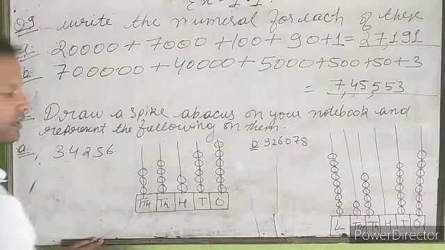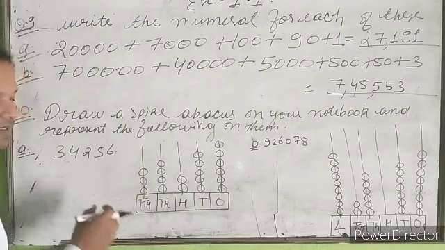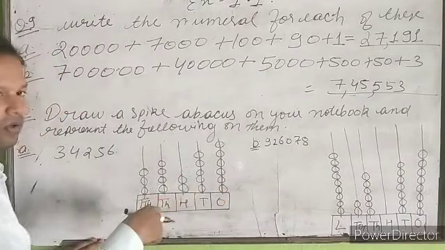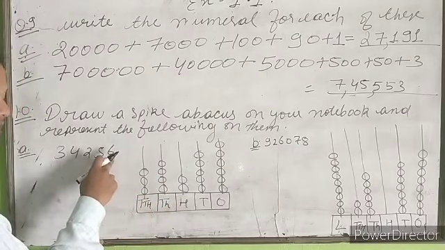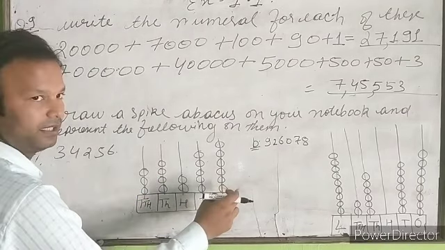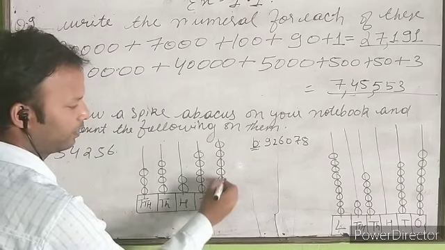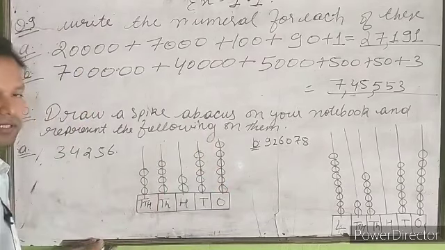Then you can put the beads on them. Beads means the rings that I have drawn here. So according to this, how many ones are there? 6. So how many beads will we put here? 1, 2, 3, 4, 5, 6. How many circles will we put? 6. We can say beads.